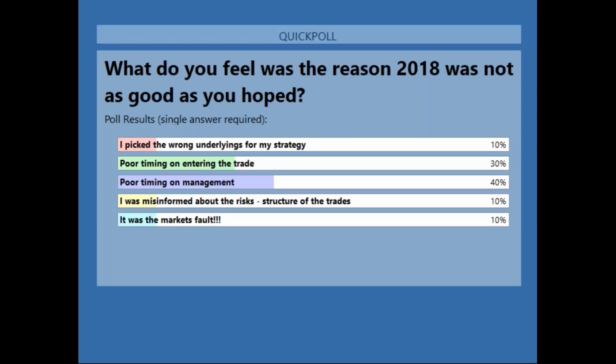Well, 10% of you thought you picked the wrong underlyings. Okay, we reviewed a little bit of that today. What worked and hasn't worked for me, and I just showed my last 10 trades. I've been doing that for about 4 or 5 years. Poor timing on entering the trade. If you've got the proper structure, even if you didn't pick the exact bottom, you still know you're not that bad off if it goes completely against you. Poor timing on management might have been over managing. Knee-jerk reactions to the sudden market movements or poor news. It might be a problem. That might have been where it was.